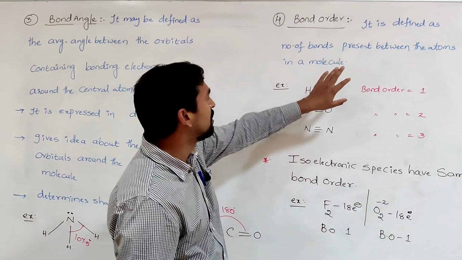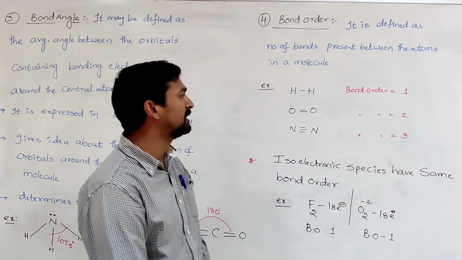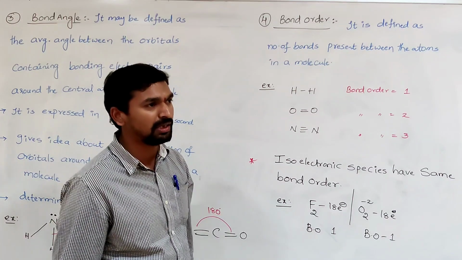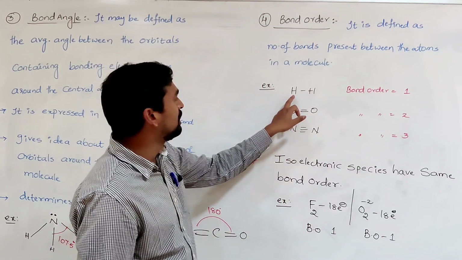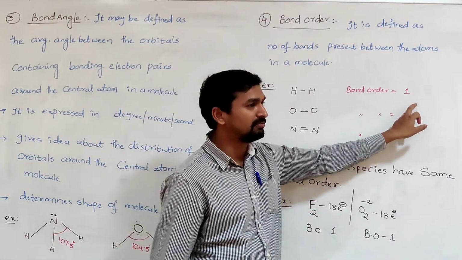That is what we can call bond order. The number of bonds present between the atoms in a molecule is called bond order. For example, take the hydrogen molecule. In the hydrogen molecule, only one bond is present between the two hydrogen atoms. That's why the bond order is 1.